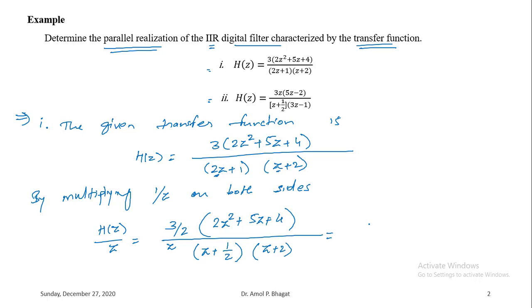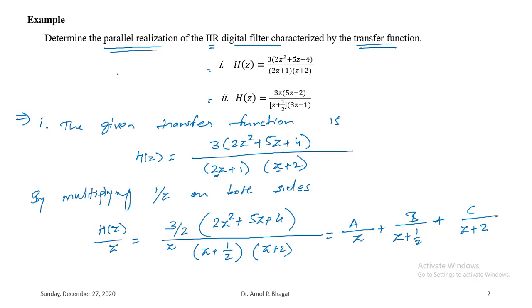So for applying partial fraction expansion, I can represent these terms as A upon z plus B upon z plus 1 by 2, right, plus C upon z plus 2. Okay, so this is how you can represent these terms for identifying the values of constants A, B, C, so that after substituting these values of A, B, C, you will get these terms in addition form for parallel form realization, right?